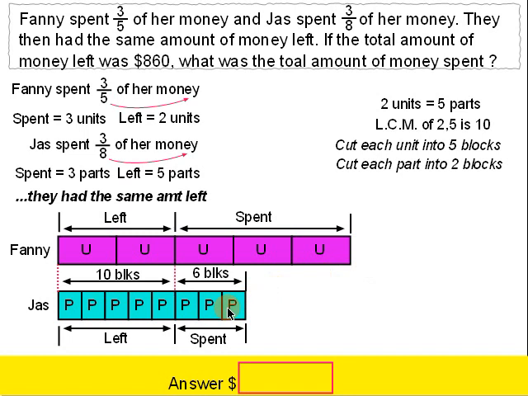So 3 parts will be 6 blocks. So we have a remainder of how many blocks here? 9 blocks. Because 3 units is equal to 15 blocks. 15 blocks minus 6, that gives you 9 here.